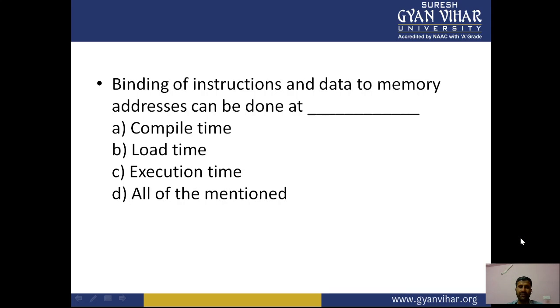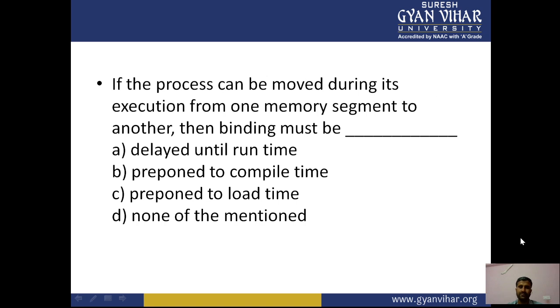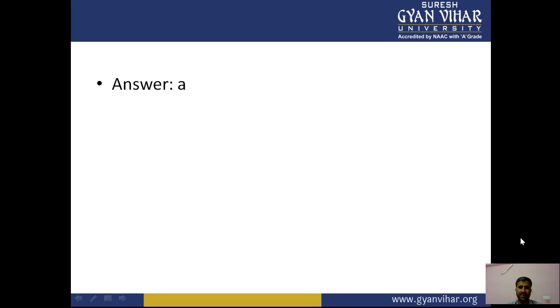So binding of instruction and data to memory address can be done at compile time, load time, and execution time. If the process can be moved during its execution from one memory segment to another, then binding must be delayed until runtime, preponed to compile time, preponed to load time, or none of the above. So A is the right answer, that is delayed until runtime, right?